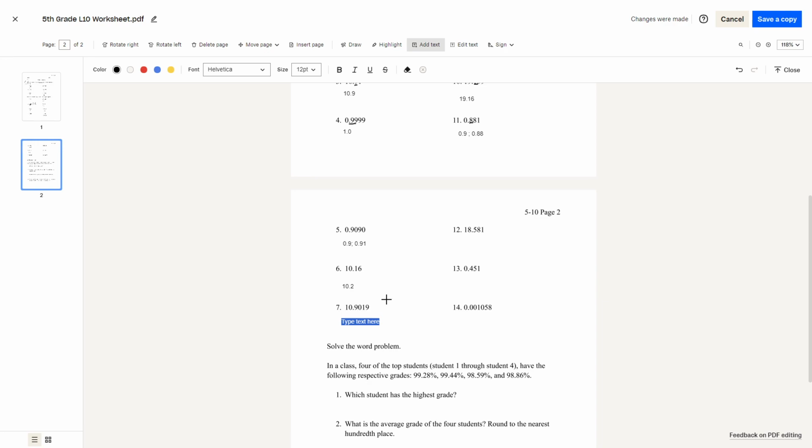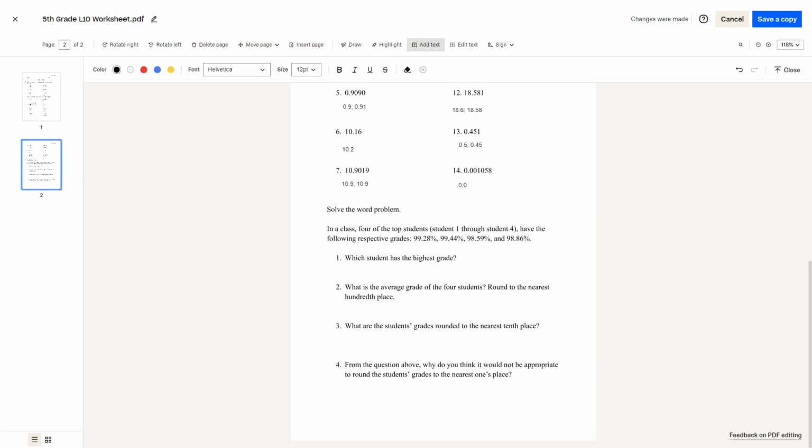Question number 7, 10.9019. Rounded to the tenths place, that would be 10.9. Rounded to the hundredths place, that would be 10.9. Question number 12, 18.581. 18.6 is rounded to the tenths place, and to round to the hundredths place, it would be 18.58. 13, 0.451, 0.5 for the tenths, 0.45 for the hundredths. 14, 0.001058. The answer to both would be 0.